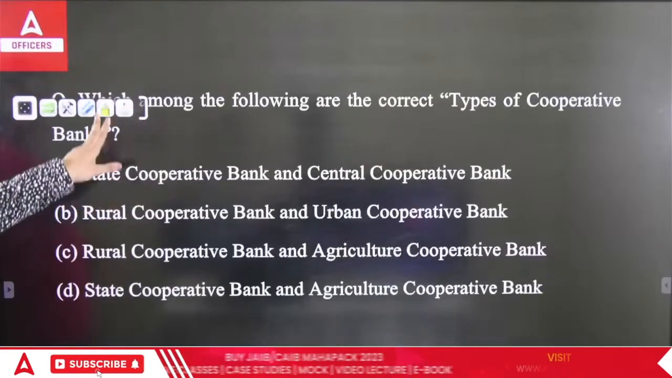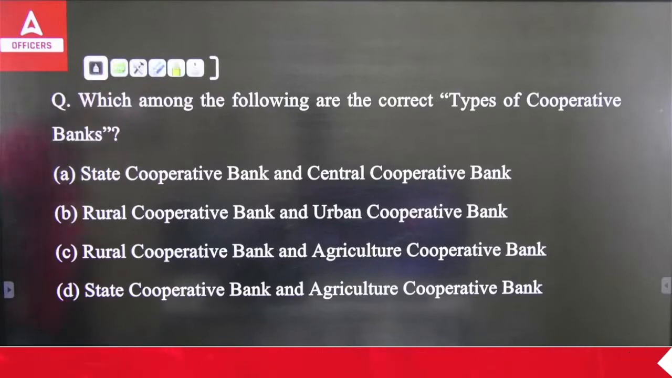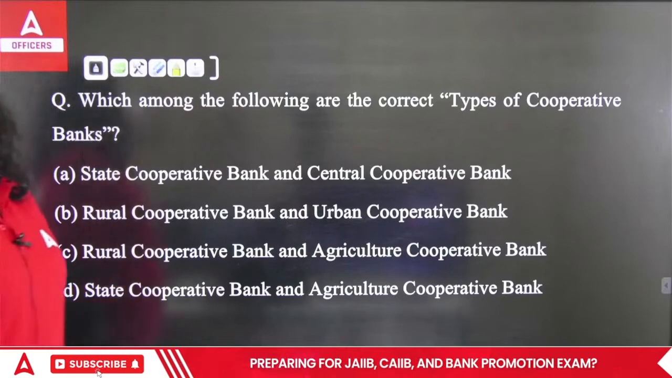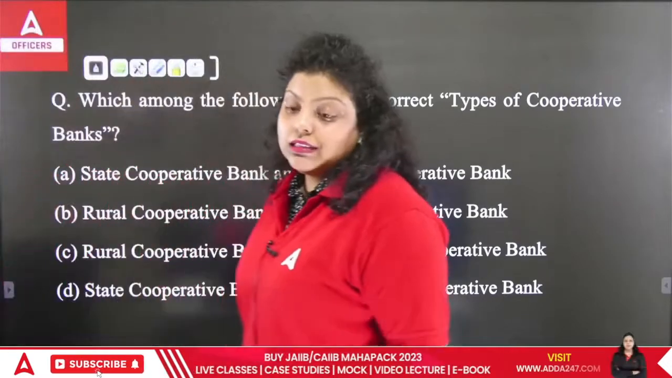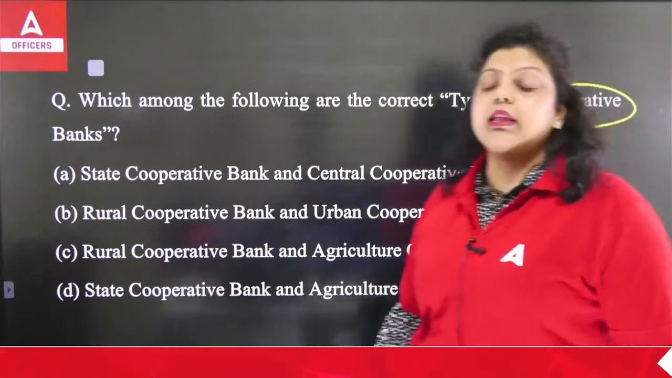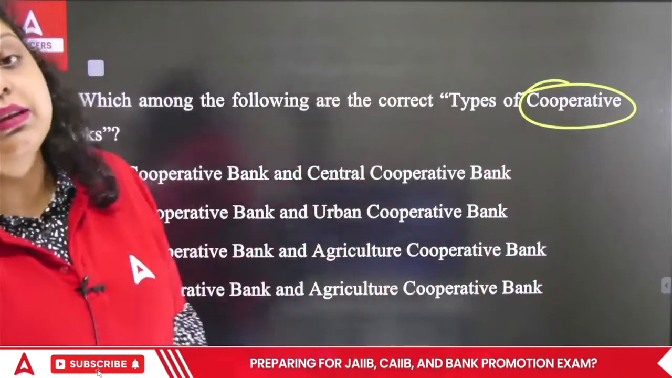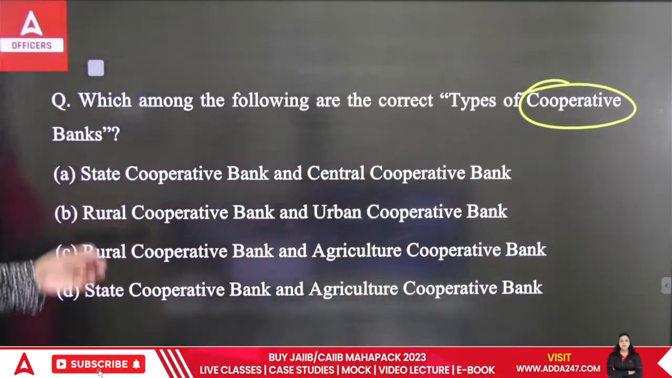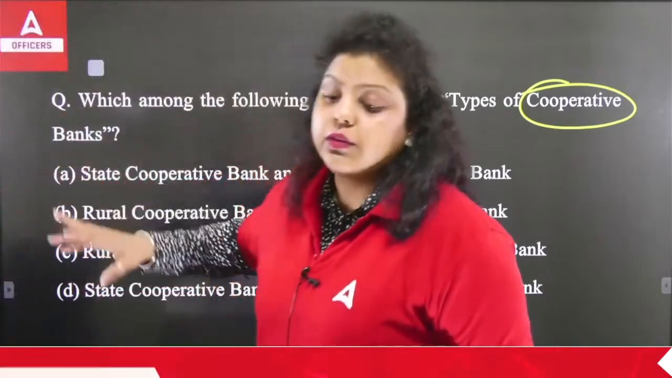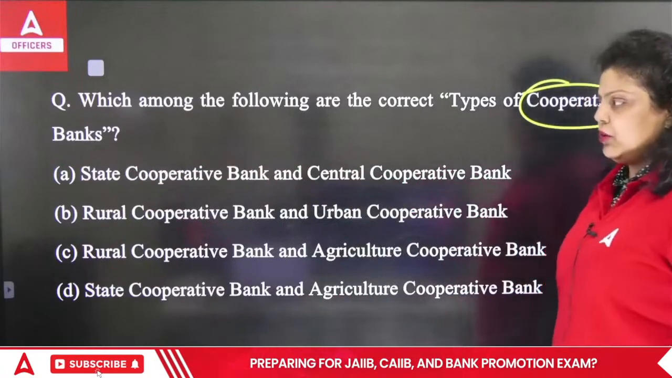Clear? Next. Which among the following are the correct types of cooperative bank? So we are talking about which among the following are the correct types of cooperative banks. So we know cooperative banks are mainly working for the agriculture sector. They work for which particular sector? They work for the agriculture sector, and they help to develop the agriculture sector of the country at different levels, at state level, at central level, at district level, at village level, etc.